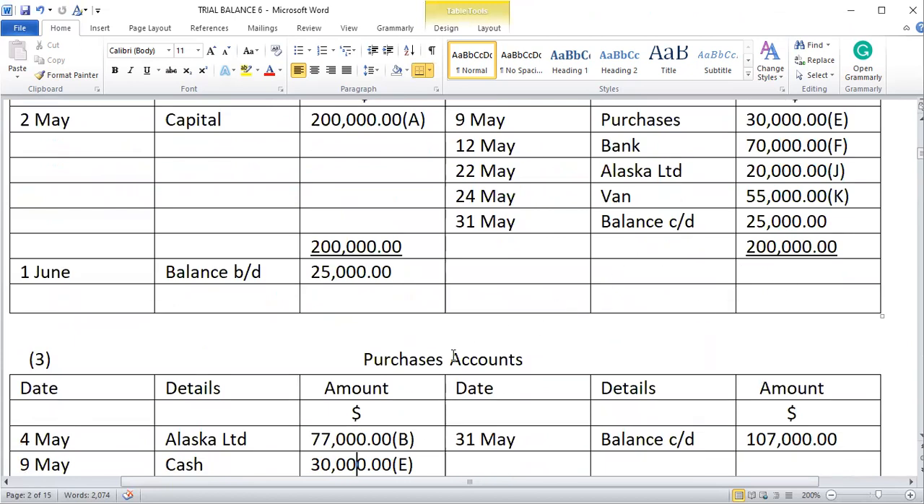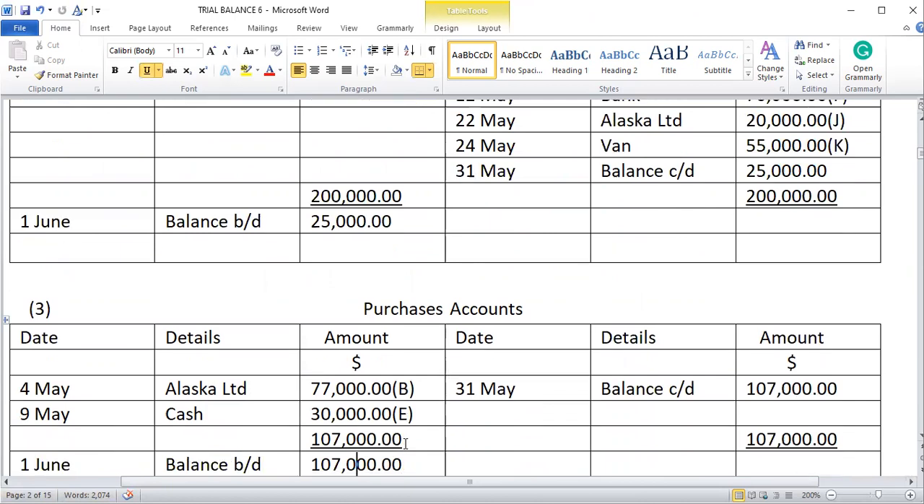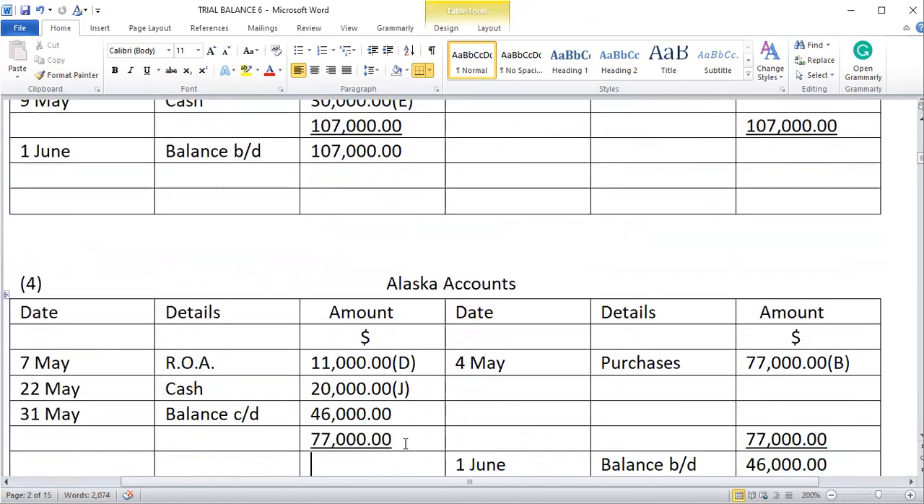So the purchases account is receiving the goods, so it has been debited. So 4th May, Laska Limited, the date is 4th May. It is Laska Limited because the corresponding entry can be found in the Laska Limited account, and the amount is $77,000, B. That's transaction B. Let's look at Laska Limited.